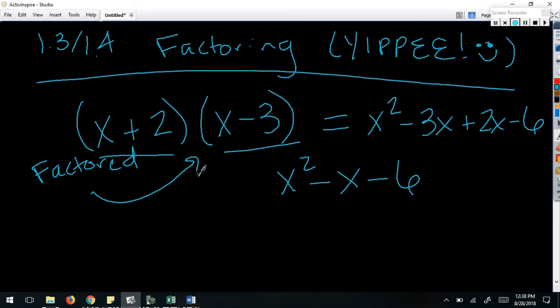So in your math career thus far, you have taken the factored form and expanded it. But you've never taken the expanded form and factored it. And that's what we're going to be doing.